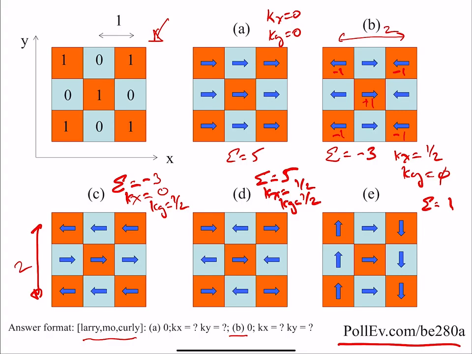Where am I in kx? 1/4, right? Because the period is going to be 4. And am I plus 1/4 or minus 1/4? Plus, right? Because along the y direction, I'm going clockwise. Okay, so I know I'm at the plus. What about ky? 0, right? Okay. Yes, question.